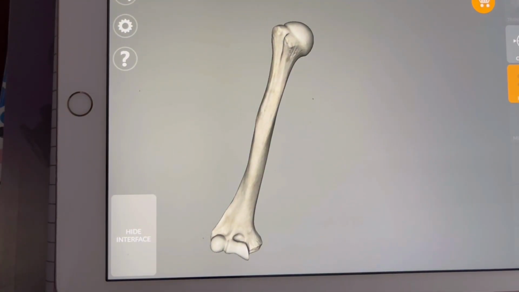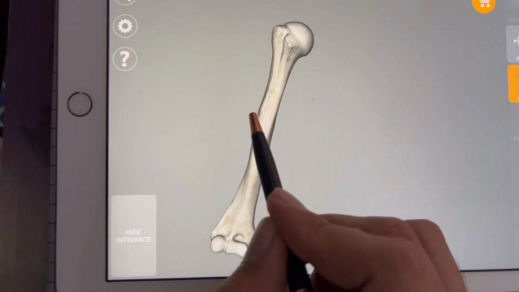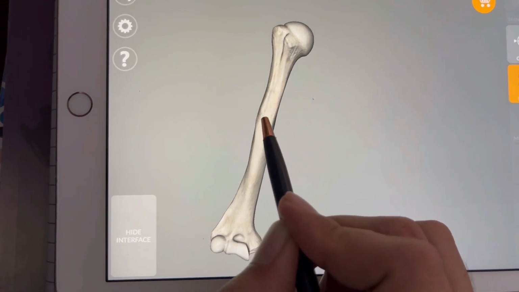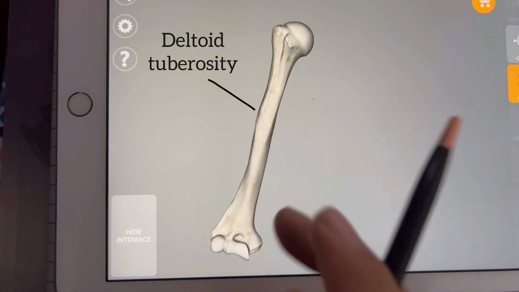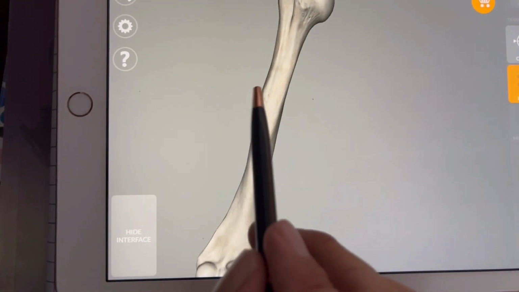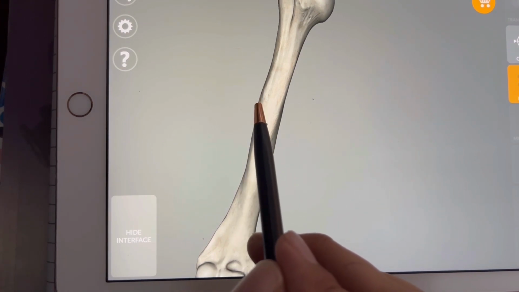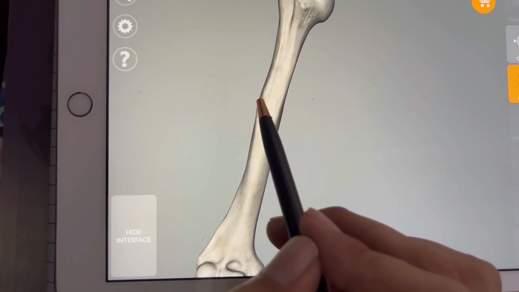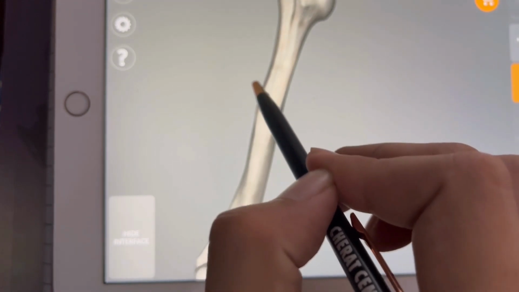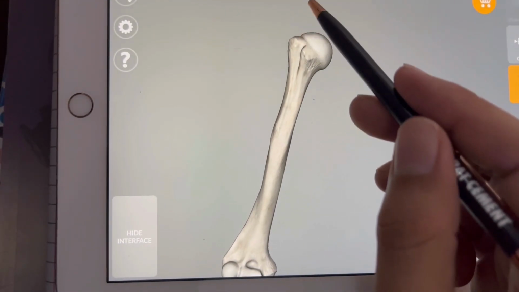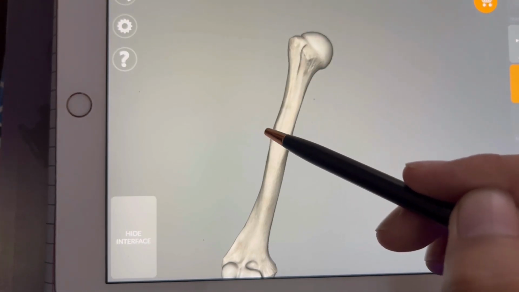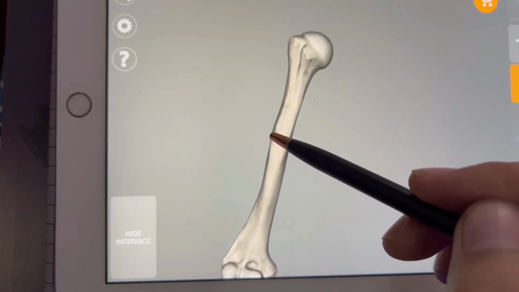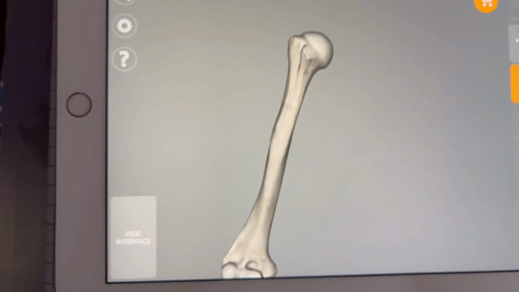This elevated region located laterally is called the deltoid tuberosity. This rough elevated region is called the deltoid tuberosity. Here the deltoid muscle of the shoulder is attached. The tendon of the deltoid muscle is attached at the point of the deltoid tuberosity.